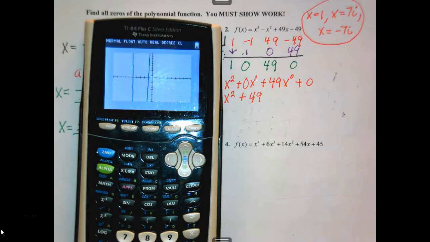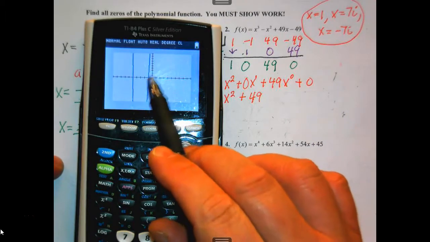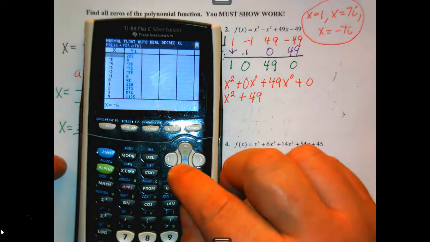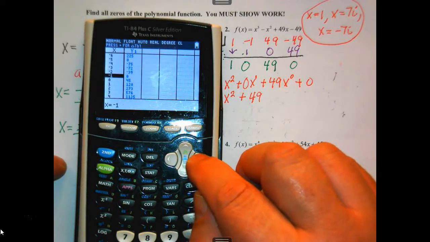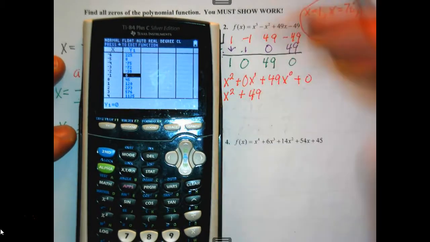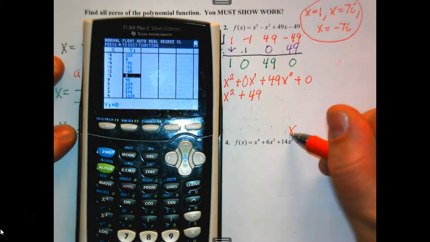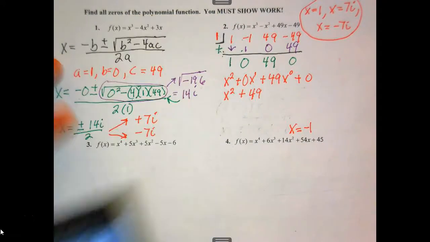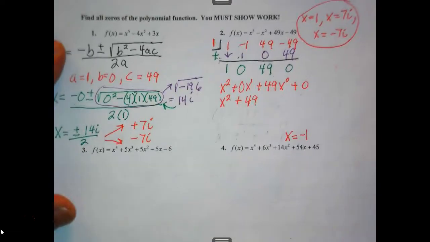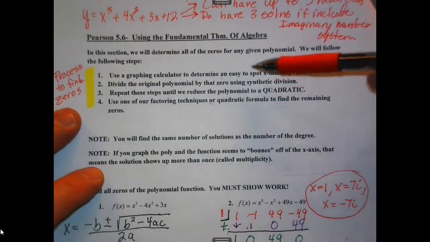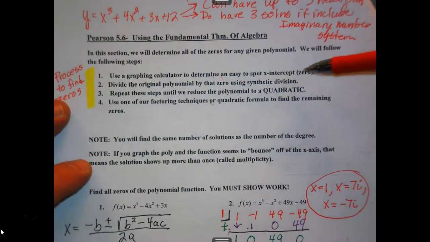Yeah, I'm pretty sure that's -1. Let's check our chart. -1, and sure enough, I have a 0 there. So one of my solutions, x equals -1. We got an easy solution. Step 2. Divide the original polynomial by that zero using synthetic division.